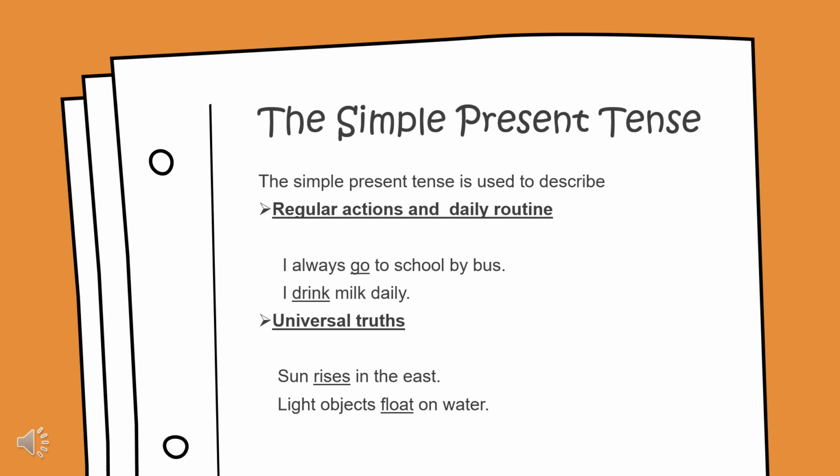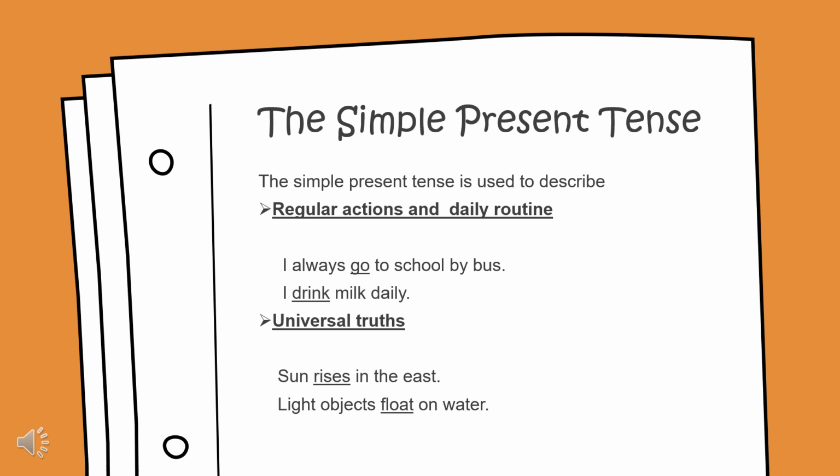For example, I always go to school by bus. I drink milk daily. It tells us about universal truths. Sun rises in the east. Light objects float on water. In these examples, you can notice only the first form of the verb has been used. Go, drink, rises, float. So, we always use the first form of the verb to make simple present tense. It is also called the base form of the verb.